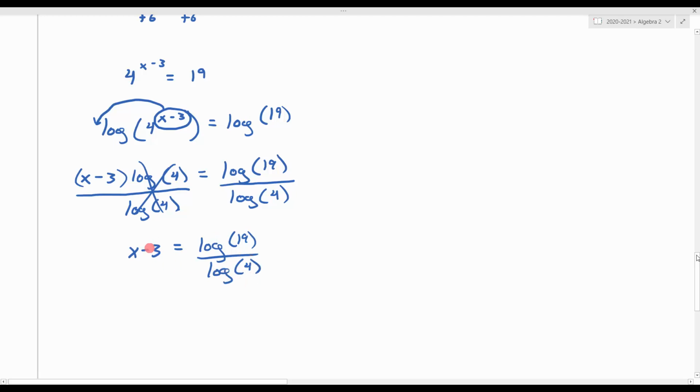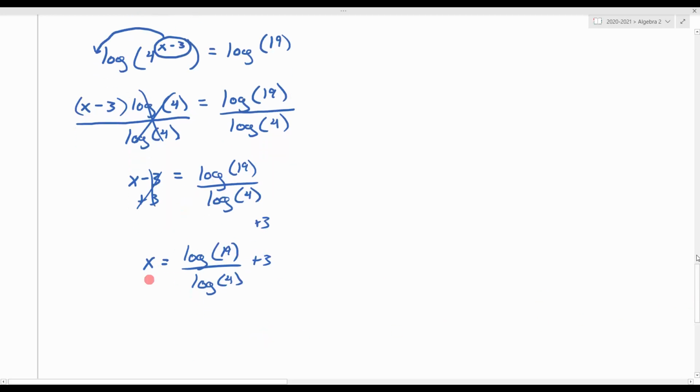And all I have to do now to get x by itself is add 3 to both sides. Okay? The 3's will cancel. We've got x equals log 19 over log 4 plus 3. You just tack that plus 3 right on the end. Okay? And then this is what we would call the exact answer. This is exact. All right? We just leave our answer like this. This is good enough for an exact answer.